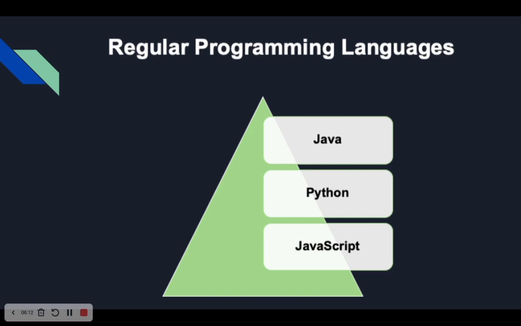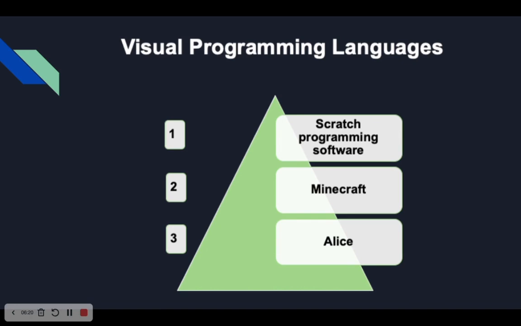These are the examples of regular programming language. Java is one, Python is another one, JavaScript is another one, C++, C#, and many others. These are the examples of visual programming language: Scratch programming software, Minecraft, Alice, and many more.